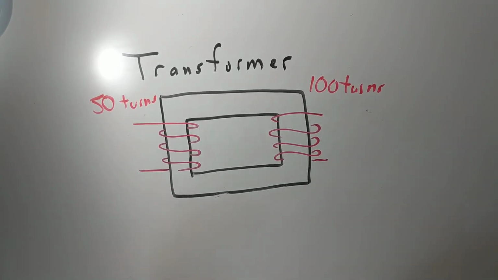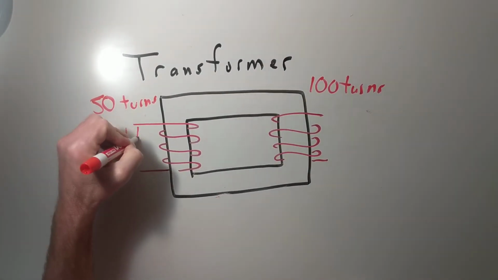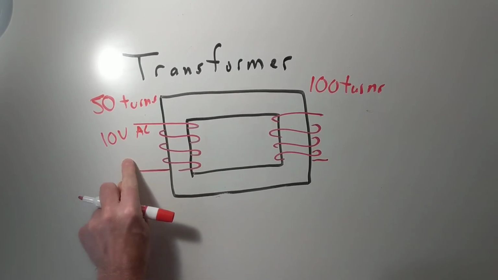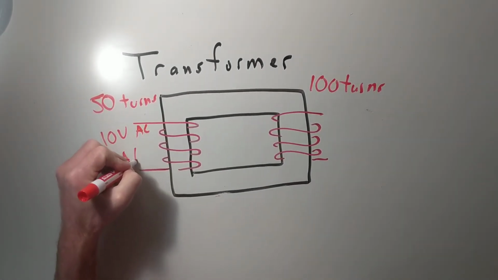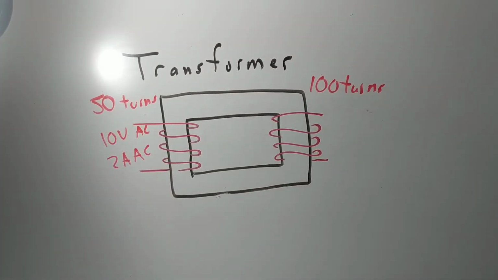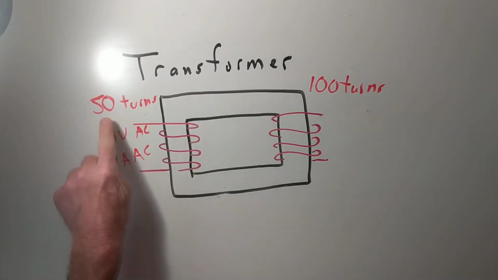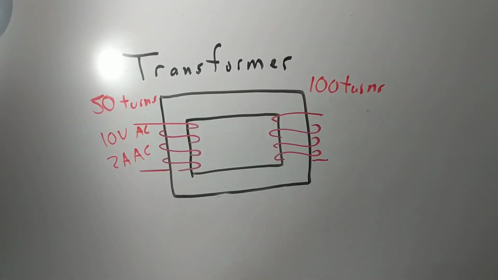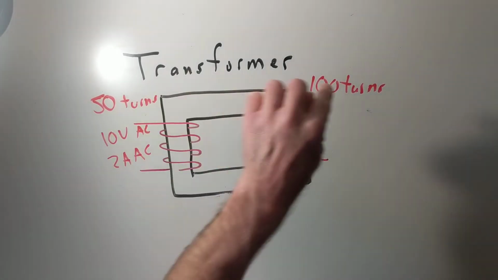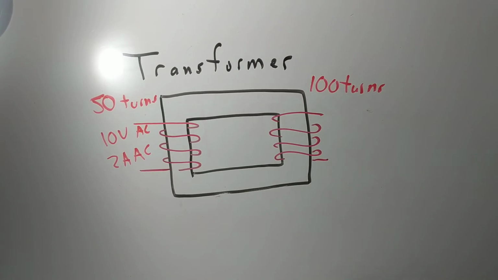And let's just say that we are putting 10 volts of alternating current on the primary side, that's what we're putting in, and 2 amps of alternating current on this side. Well, let's just see what happens. And this is a really simple example. So the number of turns doubled. That means this is a step up transformer. I'm stepping the voltage up because I'm stepping the number of turns up.